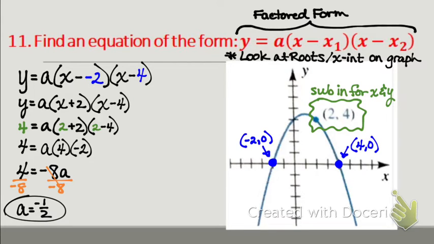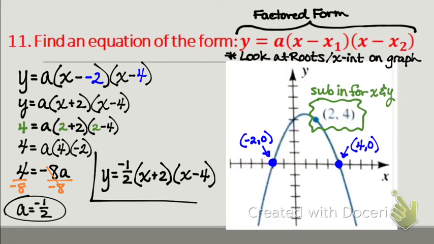That was the only piece of information that we weren't given directly from the graph, so we can take that and substitute it in right here for A. So y equals -1/2 times x plus 2 times x minus 4. All right. And that completely finishes 3.6.